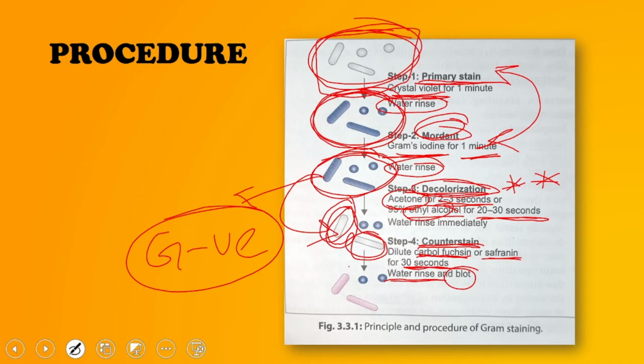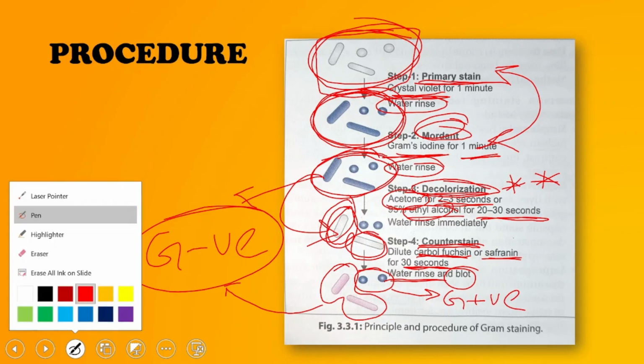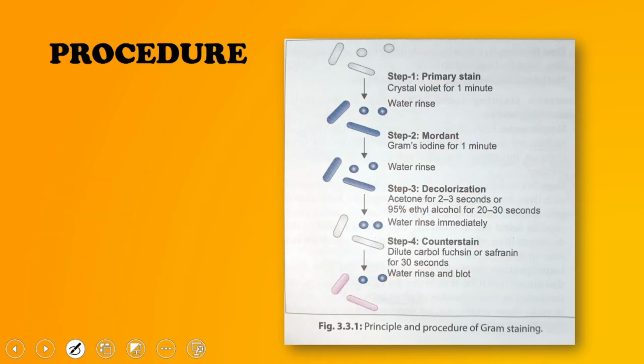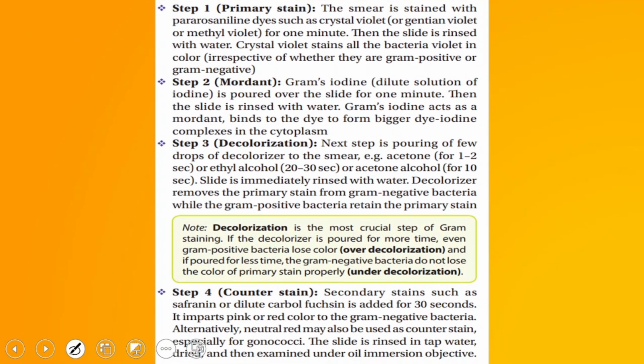Now what happened? All your gram negative bacteria take up the counter stain, and the ones which retain the primary stain and appear purple in color are gram positive. Those which take up the counter stain are gram negative. So this is a basic overview that I wanted to highlight under this segment. Clear? Now let's come to the details of each and every segment.